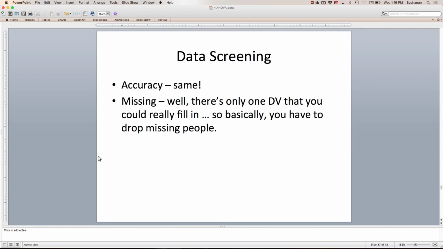Now the last little bit I'm going to cover is how do I data screen, with some caveats. So this really depends on the design type, but accuracy is still screened the same way.